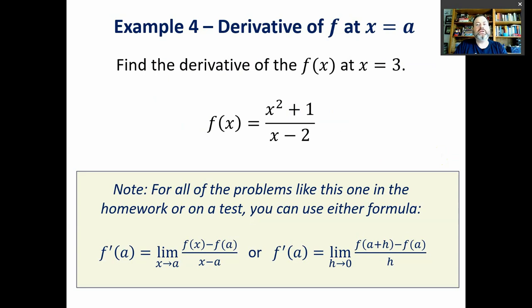So let's find the derivative of f at x equals a. When it says find the derivative, it means the slope of the tangent line, right? And that's what it says at the bottom. So I went ahead and just reminded you guys that you can use either one of the formulas we've seen before. It doesn't matter which one you use, just whichever one works best for you.